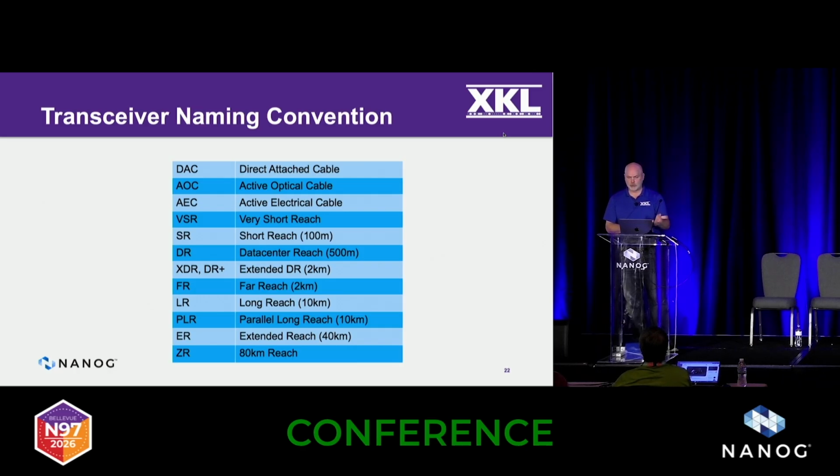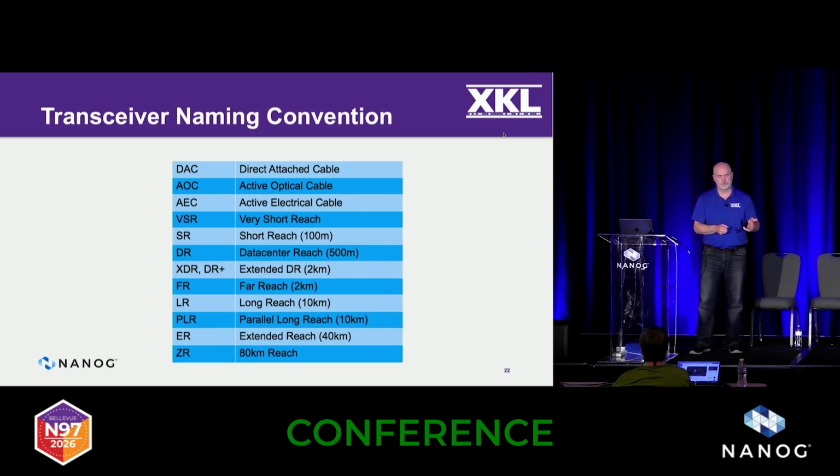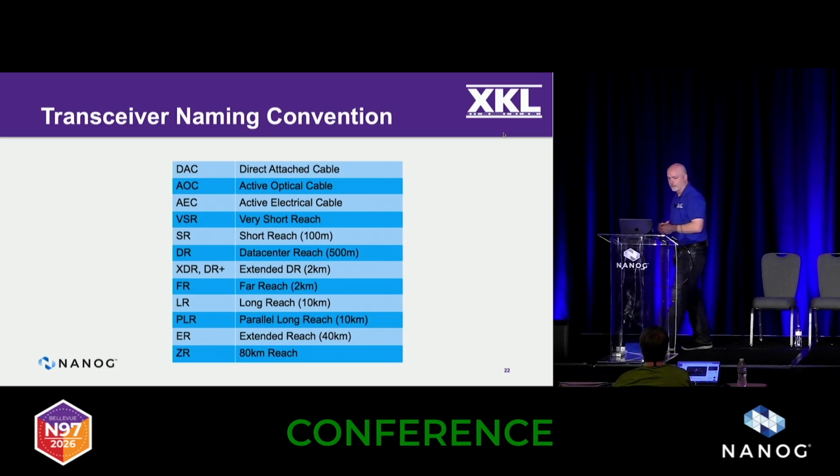SR, short reach, that's multi-mode, right? So that's going to be, you know, next rack over kind of thing. And now you start getting into the more complicated. The DR is a data center reach.